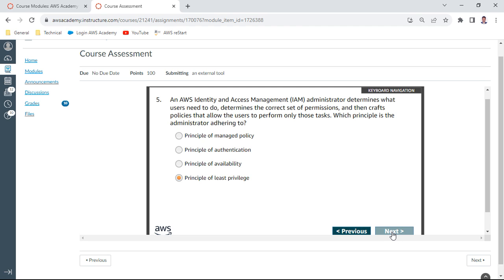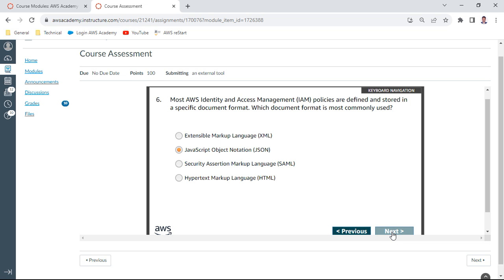The fifth one: an AWS IAM administrator determines what users need to do, determines the correct set of permissions, and then crafts policies that allow the users to perform only those tasks. Which principle is the administrator adhering to? Principle of least privilege. Most AWS IAM policies are defined and stored in a specific document format. Which document format is the most commonly used? That is JSON.